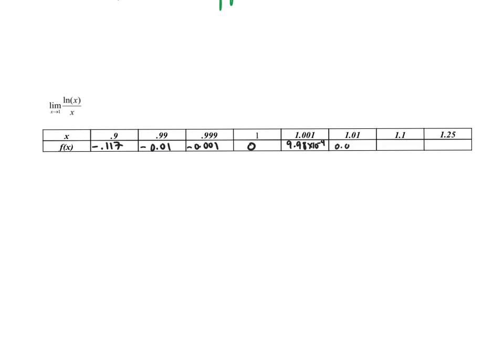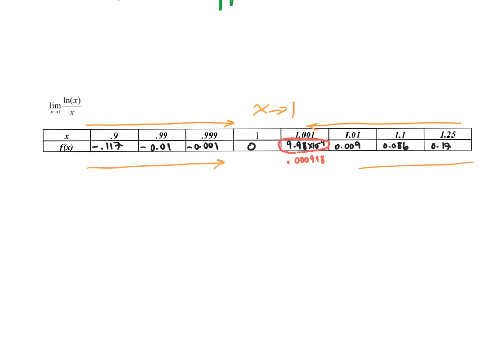And then 0.009. And then 0.086, and then 0.17. Now, I did this one because it has the scientific notation with the times 10 to the negative 4th. This essentially, remember, is like 0.000998. You're basically moving the decimal point 4 places to the left. So as x approaches 1 on both sides there, does the f of x or the y values appear to approach something? And I'd say it's pretty clear that they're getting very, very small. They're getting very, very close to 0. So this would have a limit of 0.